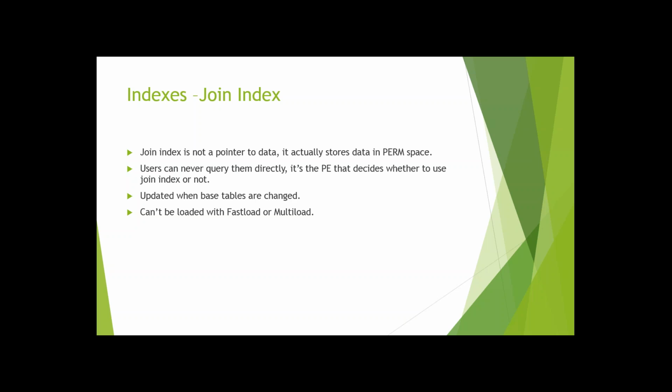It's something like the secondary indexes, where you have a subtable. Now, if you insert or update any record in the base table, then the subtable also needs to be updated. Similarly, the join index, if there's any change to the base table, join index will also be modified. Next, another big thing. If you have join index defined on a table, you cannot use fast load or multi-load utilities. So you need to be really careful when you use join index.